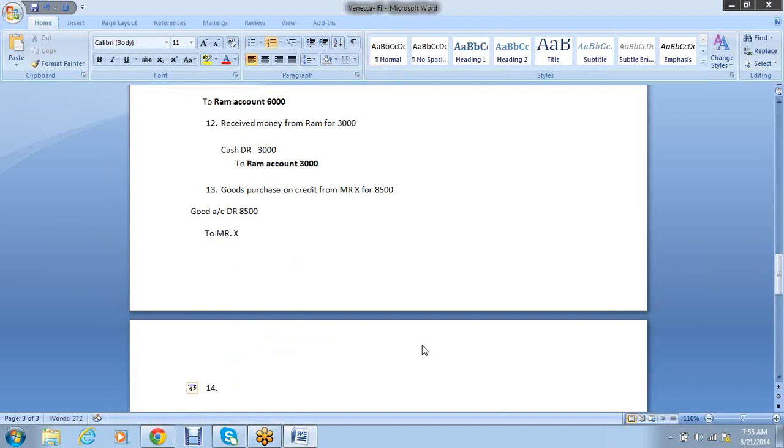Purchase on credit, so the cash actually doesn't flow there. So there will be no cash account, and again there will be another entry in the future to clear the credit. So paid Mr. X 8,500 via bank.